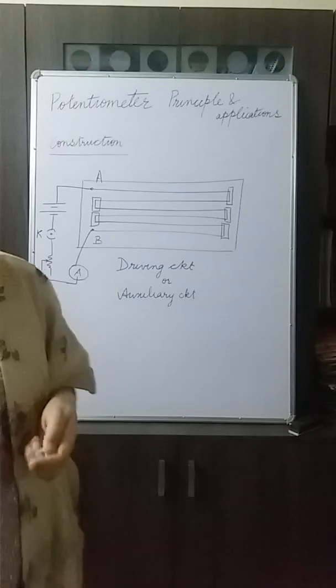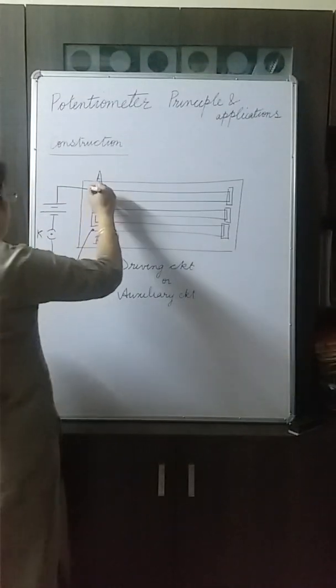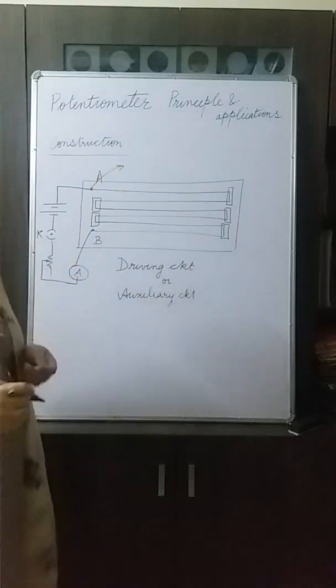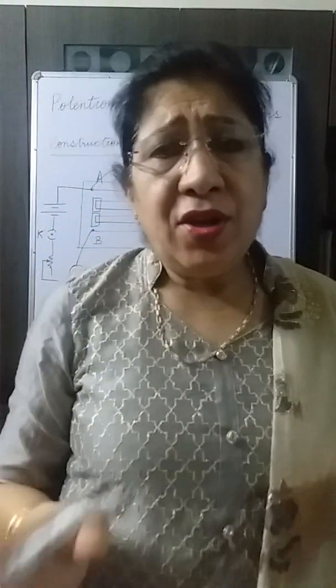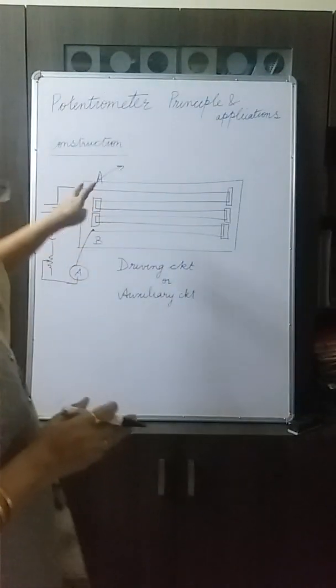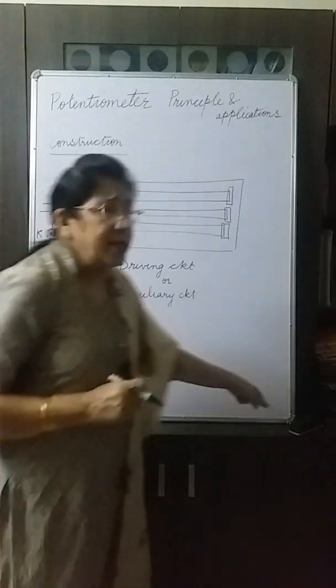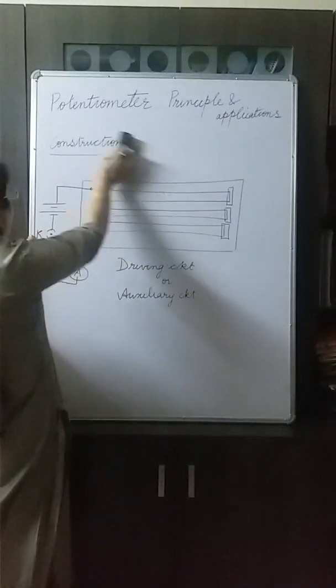This is the basic potentiometer circuit. From the section A, whatever application we need it for, that part of the circuit is connected from A. So this is the construction of the potentiometer. Let us see the first application.